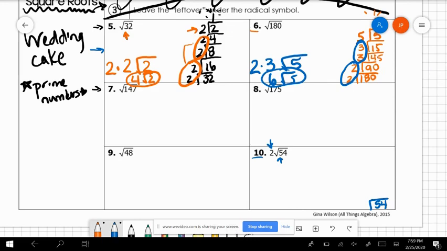And I'm going to see, can I actually divide this by the smallest prime number I know, 2? I can. It'll give me 27. I can't divide 27 by 2, so let's go up to the next prime number, 3. That'll give me 9. I can divide that by 3 again. That'll give me 3. I can divide by 3 again, and that'll give me my 1.